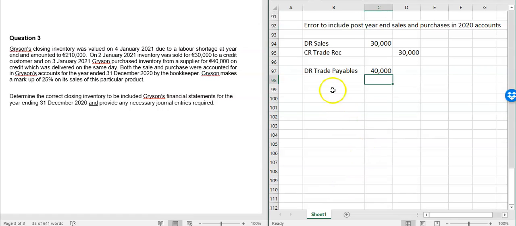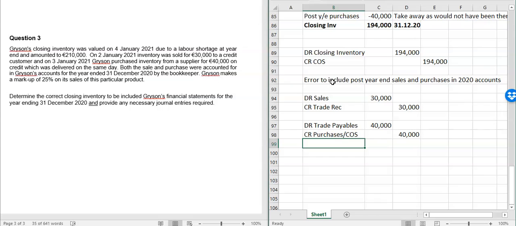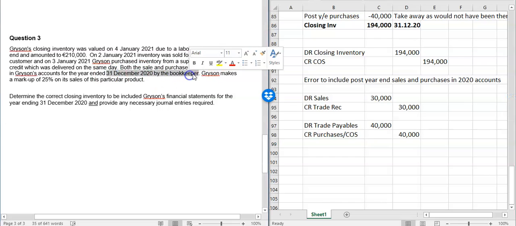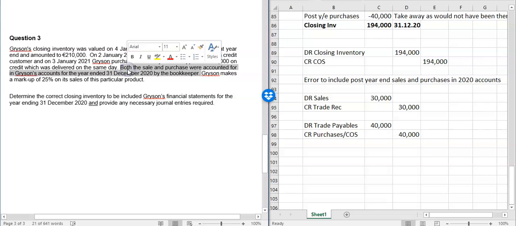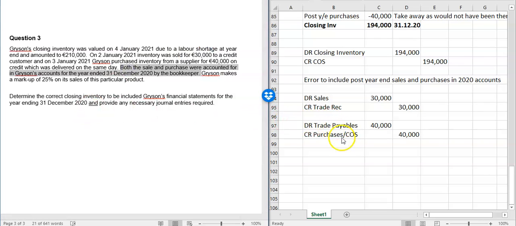And you can either credit purchases, or you can credit cost of sales directly. Either of those would have been acceptable. So what you're saying is it's not correct to recognize a sale in 2021 or a purchase in 2021 in the year-end 2020 accounts. But did people pick up on that in terms of providing the necessary journals? A lot of students might have missed those and missed a couple of valuable marks. So watch out for that in the key dates and the information given in the question.